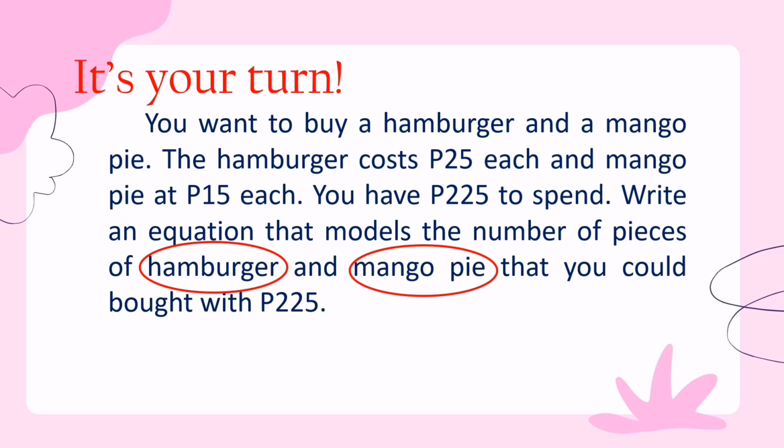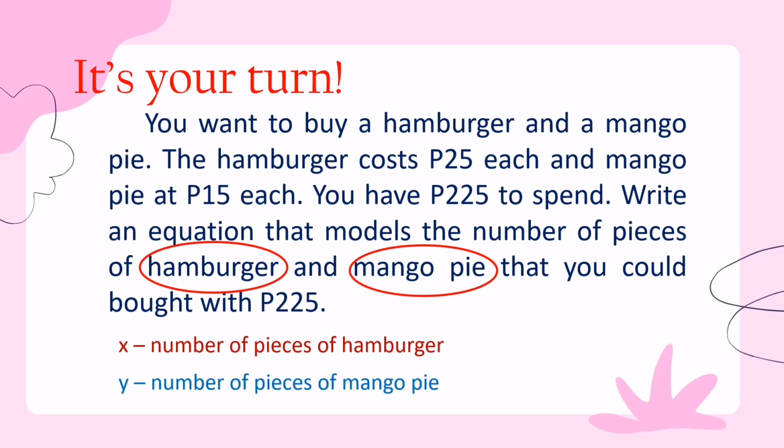Since we were able to identify the two unknown quantities, we are now ready to represent these as variables. So let x be the number of pieces of hamburger and let y be the number of pieces of mango pie. Now, do you think we now have enough information to come up with the linear equation? Yes, you're right. The formulated equation now is 25x plus 15y is equal to 225.